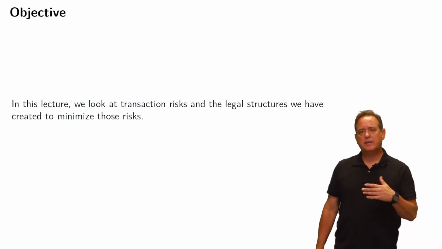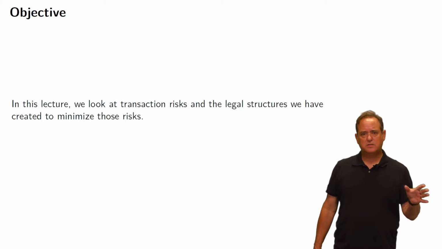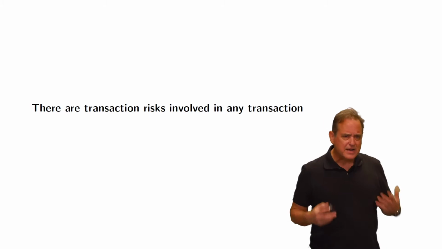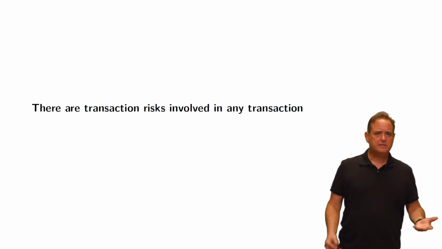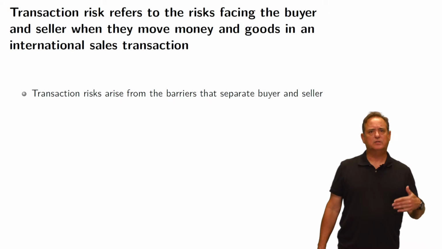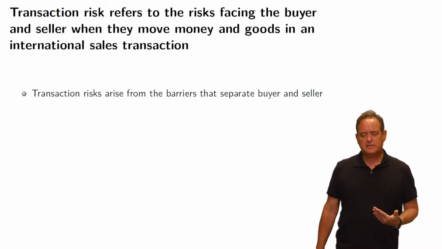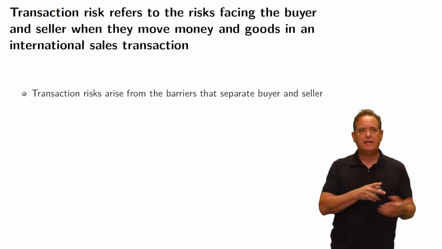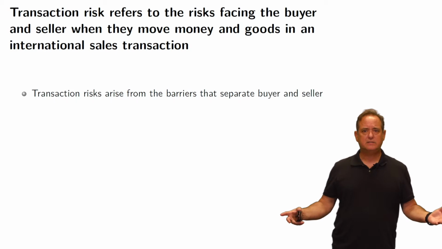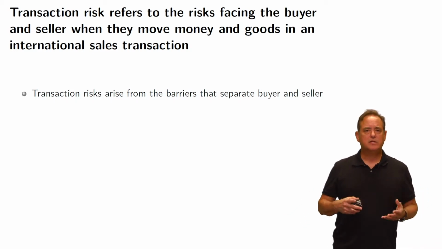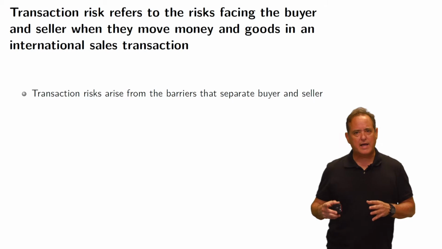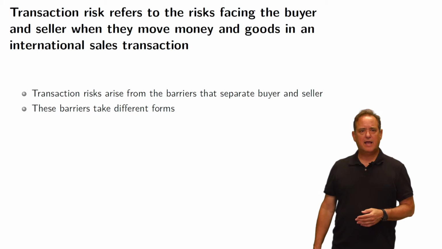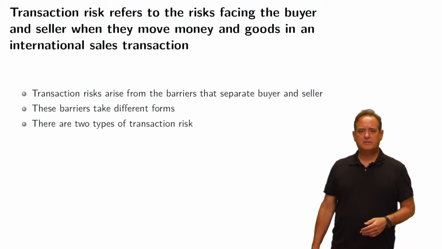So in this lecture, we're going to be looking not at performance risks, which we've already discussed, but transactional risks. And there are transaction risks involved in any business transaction, any commercial transaction. Essentially, when we talk about transaction risk, we're referring to the risks that the buyer and seller face when they move money and goods across long distances. Transaction risks are those risks that arise because of barriers that separate the buyer and the seller. And these barriers take different forms.